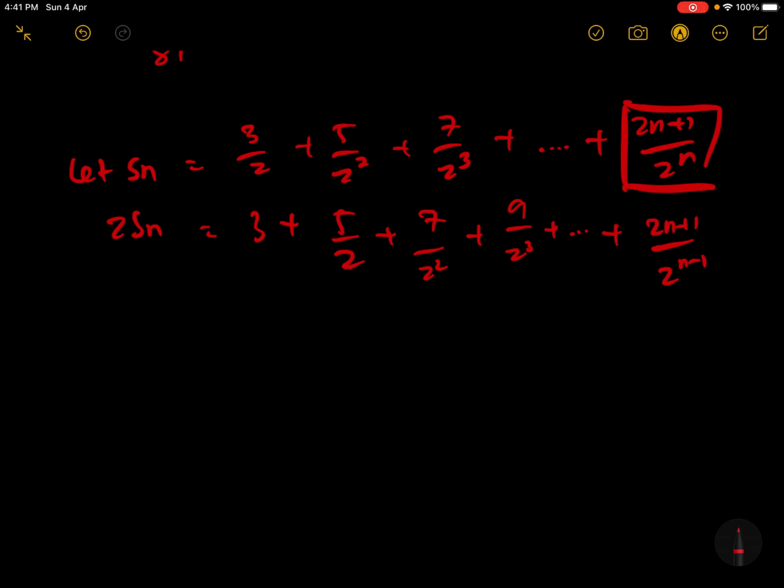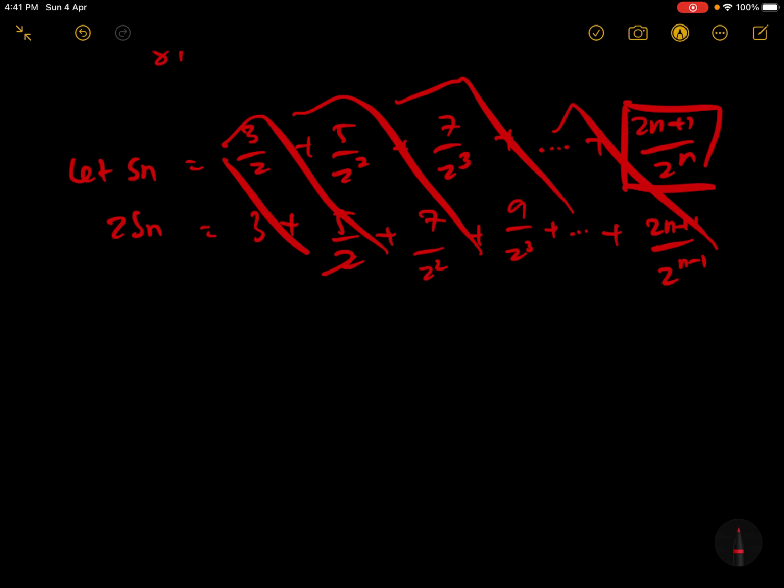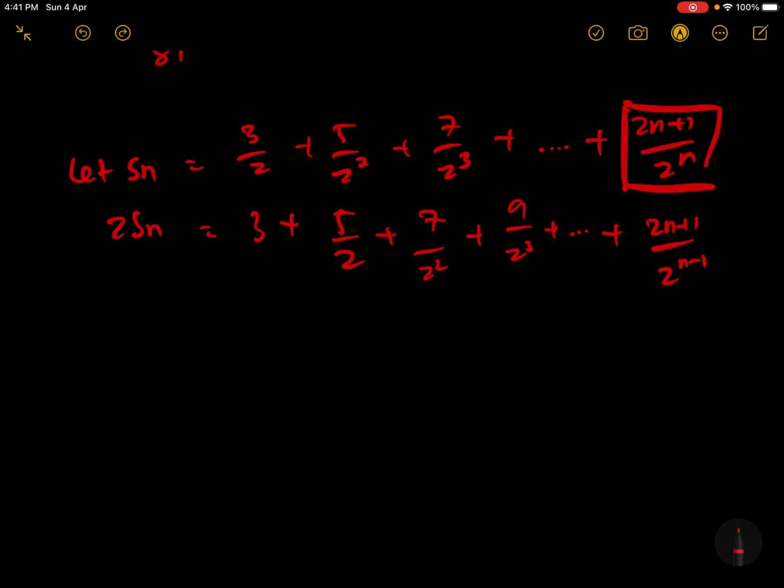Notice a pattern. 3. If I put these together, and then these together, and then these together, and all the way until here, it's only 3 and this one left. Notice that they have the same denominator. And then notice that they both have the same difference. 5 minus 3 is 2. 7 minus 5 is 2. 9 minus 7 is 2. 2n plus 1 minus 2n minus 1 is 2.